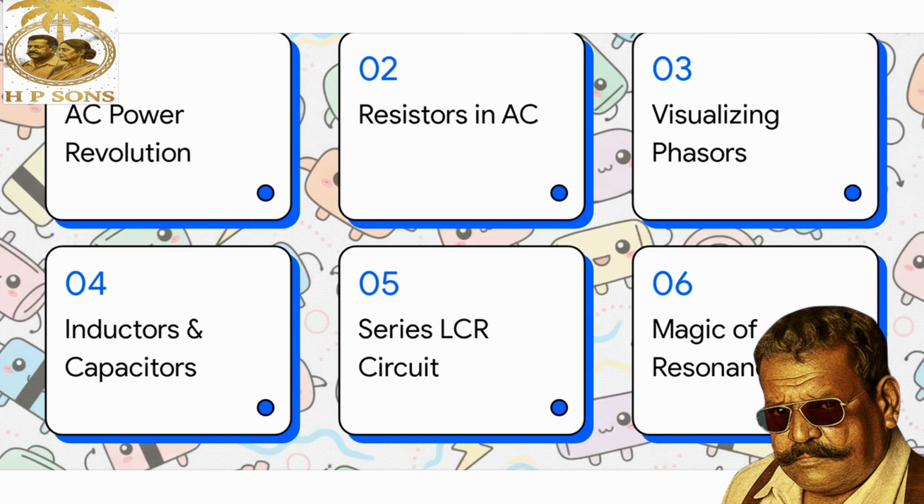Here's our roadmap for the journey. We've got 1. The AC power revolution. 2. Resistors in AC circuits. 3. Visualizing with phasors. 4. Inductors and capacitors. 5. The series LCR circuit. And finally, 6. The magic of resonance.